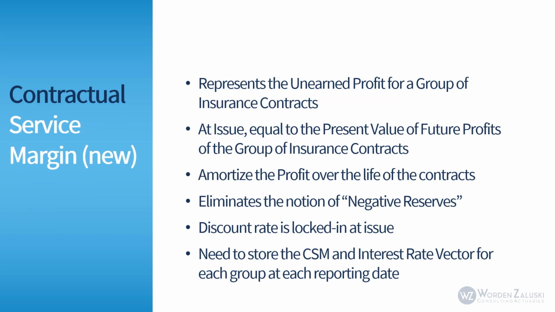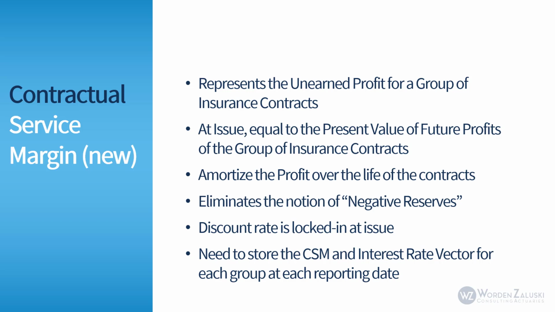Now we'll talk about the new component of the building block, the contractual service margin. And this represents the unearned profit for a group of insurance contracts. At issue, it's equal to the present value of your future profits for a group of insurance contracts. And I specify group, not a single insurance contract, but a group of insurance contracts. And then you'll amortize this profit over the life of the contracts. And this eliminates the notion of a negative reserve.